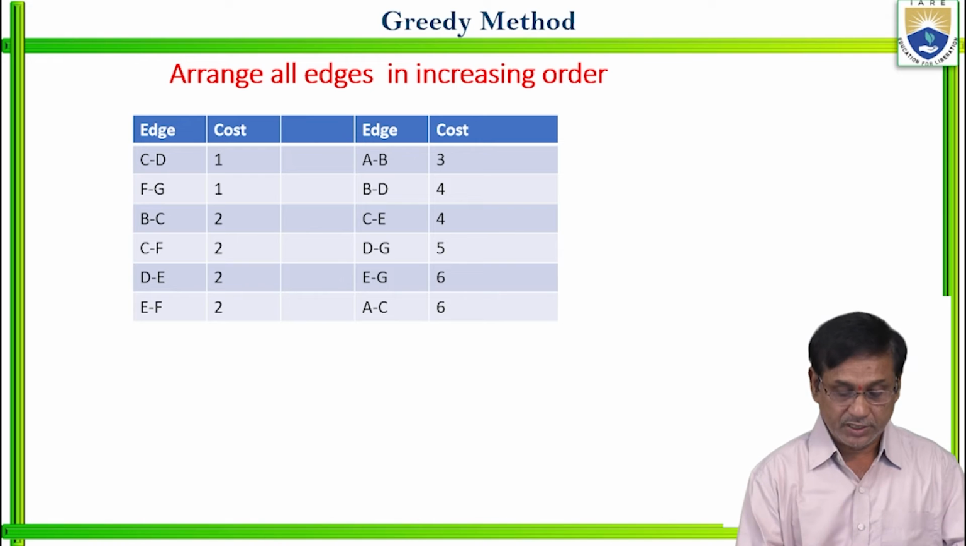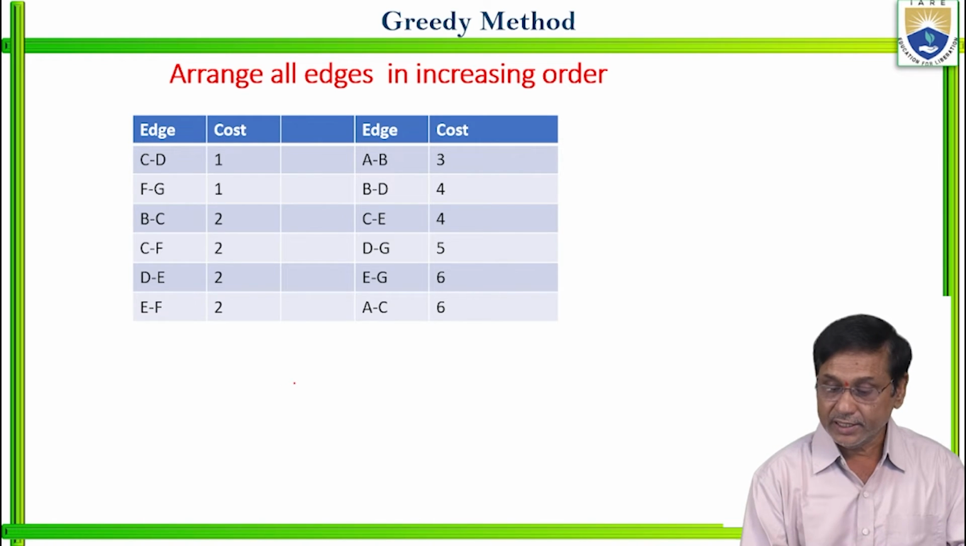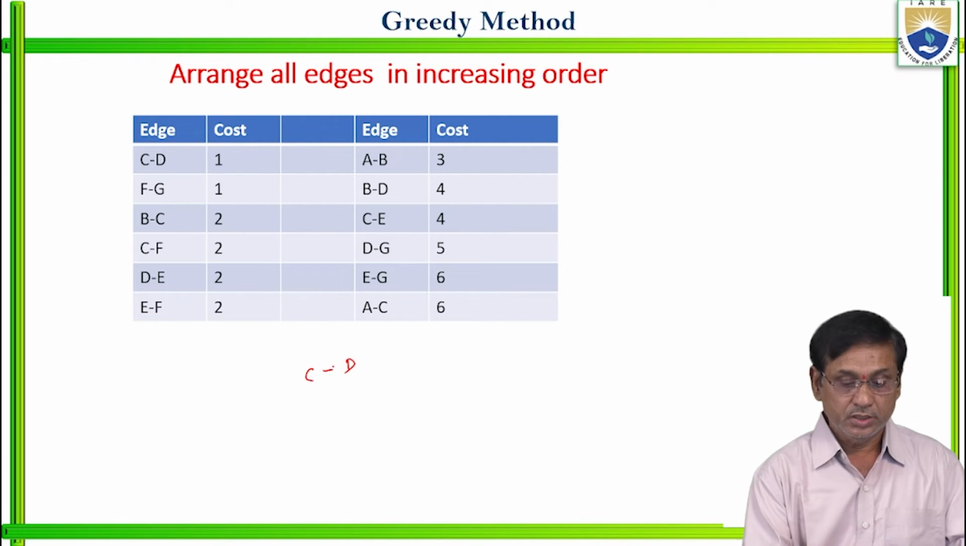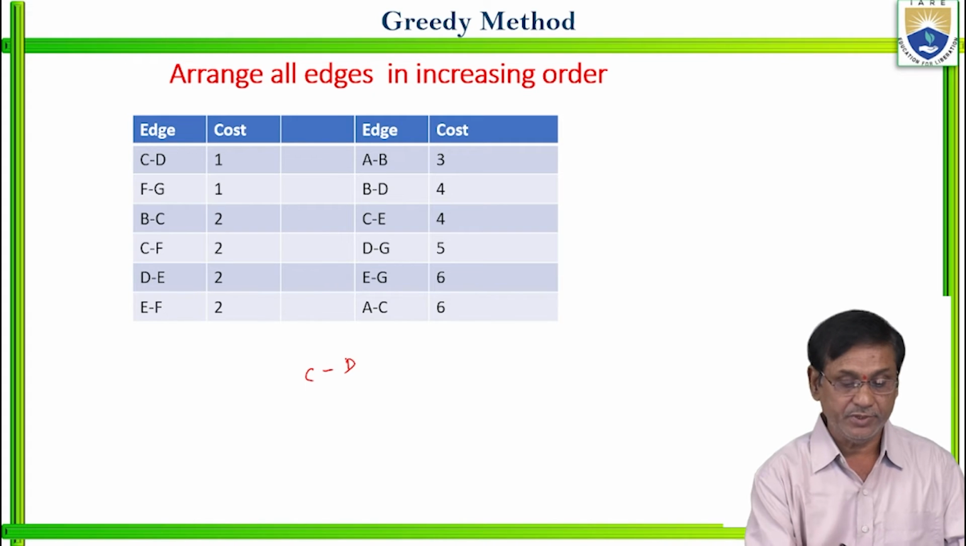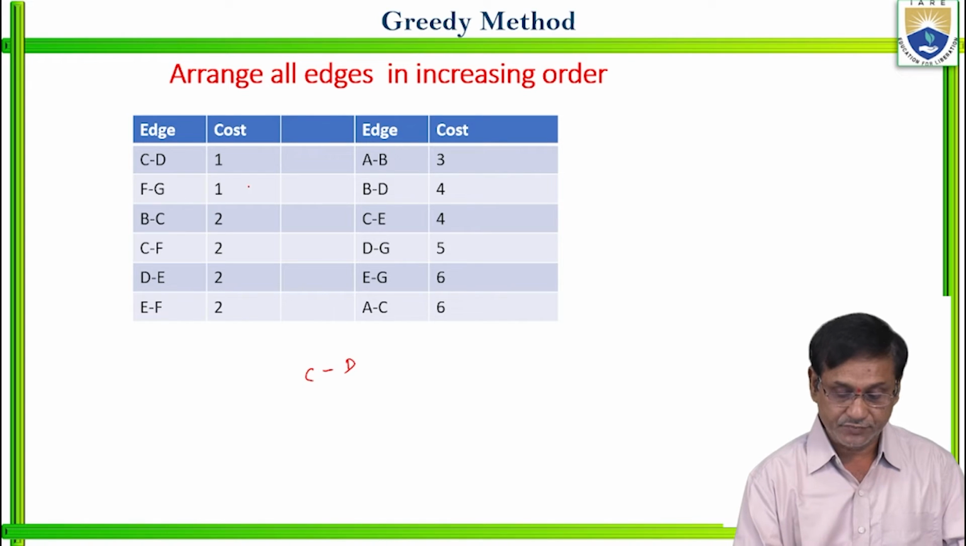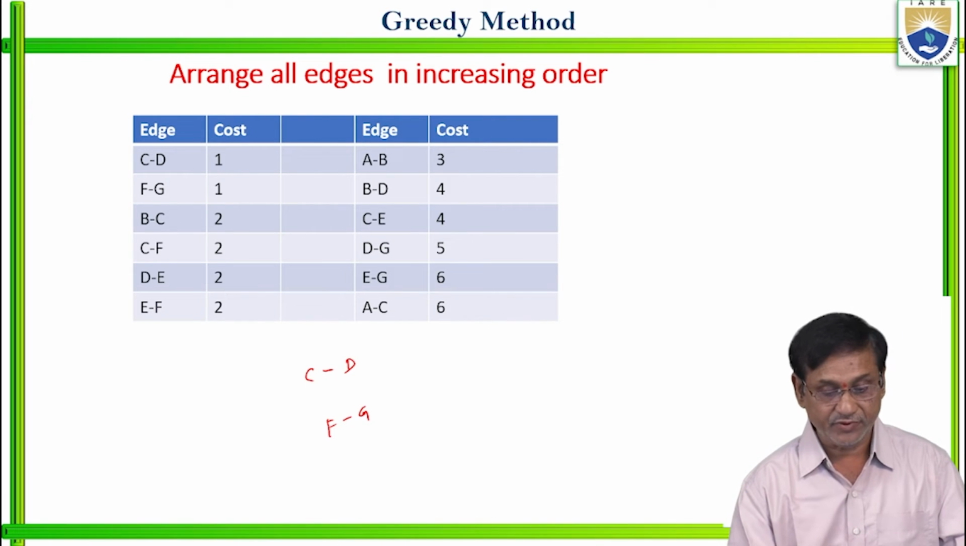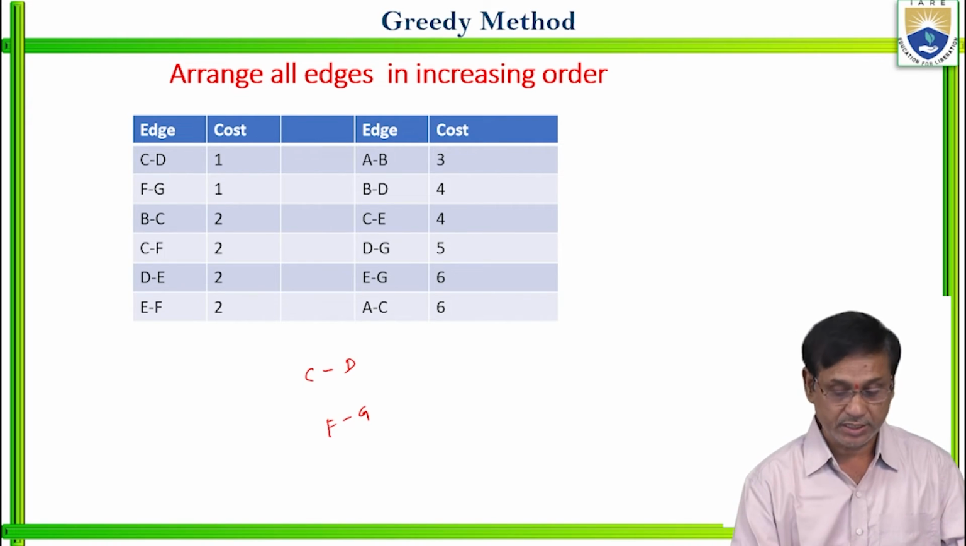After this, first select the edge CD. C and D are in separate sets, so we can join CD and draw a solid line between C and D. Then the next lowest is FG. FG is also 1. F and G are in different sets, so we can consider FG.